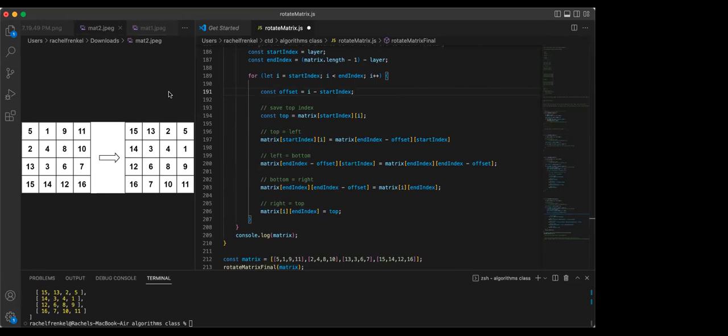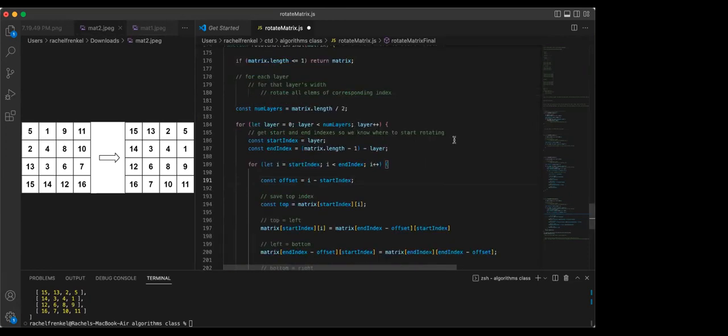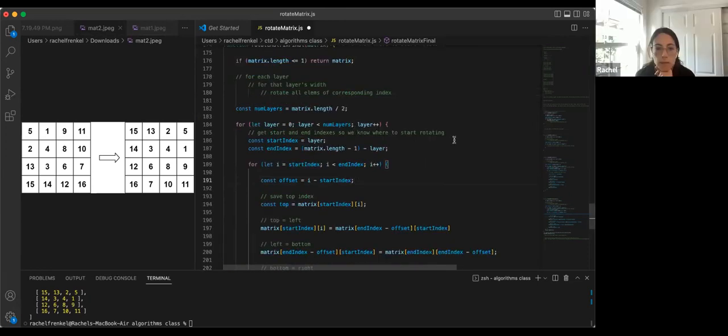Can you scroll up just like 2 or 3 lines? Like that? Yeah, that's good.